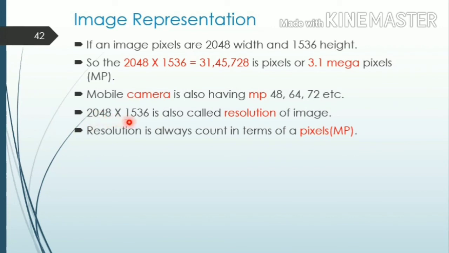Now 2048 by 1536 is also called the resolution of the image. Suppose these pixels are given, those pixels combined with each other are called the resolution of the image. More resolution, more clarity and more quality of the image. Resolution is always counted in terms of pixels. The more the pixels, the more the clarity in the picture.